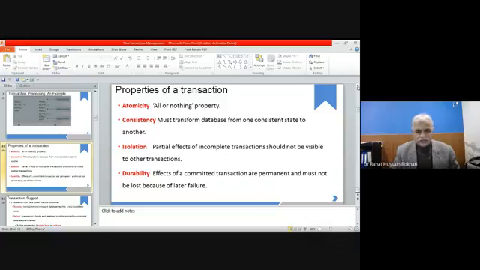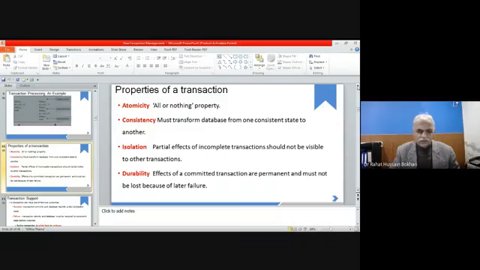Furthermore, isolation: partial effects of an incomplete transaction should not be visible to other transactions. If a transaction is carried out until it is committed, the changes it is making in the table or the database should not be reflected to other users. This is isolation. And the last one is durability: the effects of committed transactions are permanent and must not be lost because of later failure. Whenever a transaction is carried out and you say commit, the changes are permanently there.